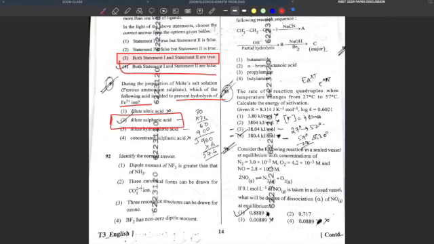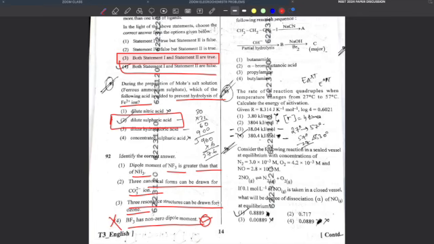Next, identify the correct statement. Dipole moment of NF3 is greater than ammonia. 3 canonical structures can be drawn for CO3 minus 2. 3 resonating structures can be drawn for ozone. BF3 has non-zero dipole moment. So is this statement correct? Yeah, BF3 has zero dipole moment. So this is the correct statement, and this one is wrong.